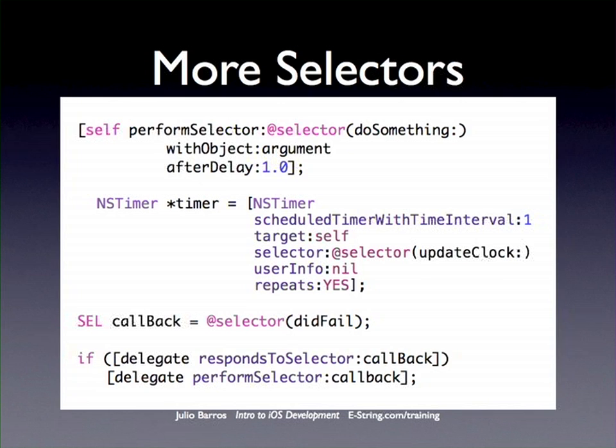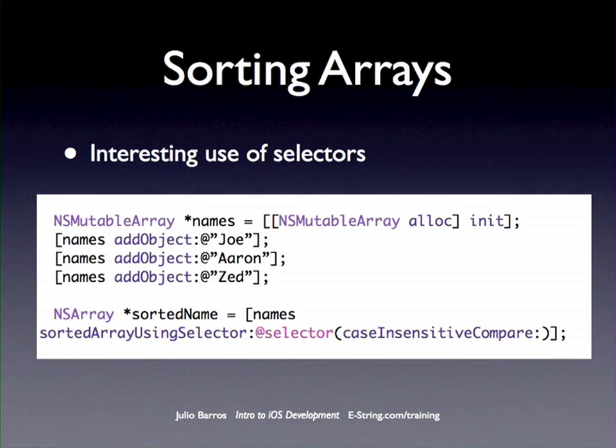You can also test to see if an object has a particular method on it by seeing if it responds to a selector. Don't forget that if your method takes a parameter, the colon is part of the method name and needs to be included. Selectors are used in a lot of situations. If you have an array, you can sort it by passing in a selector of a method that knows how to sort your particular class.